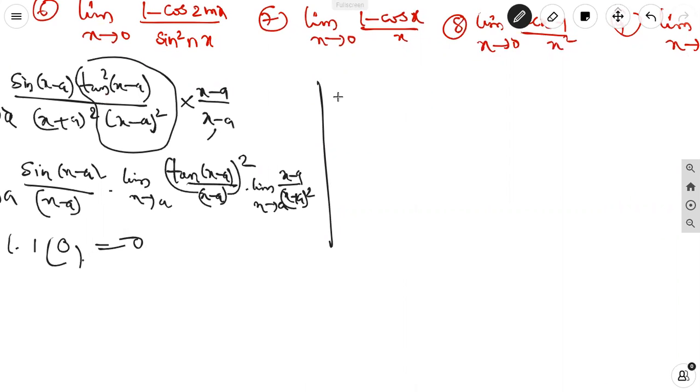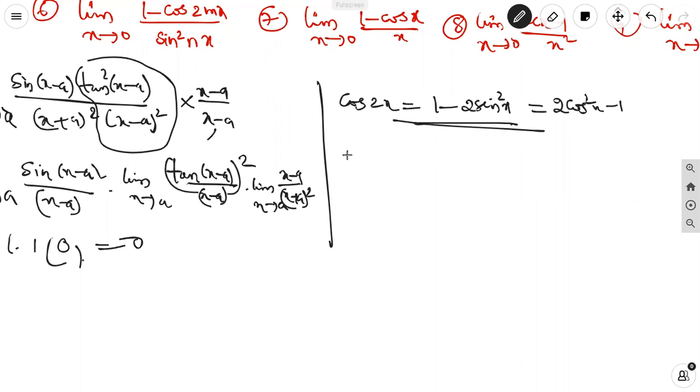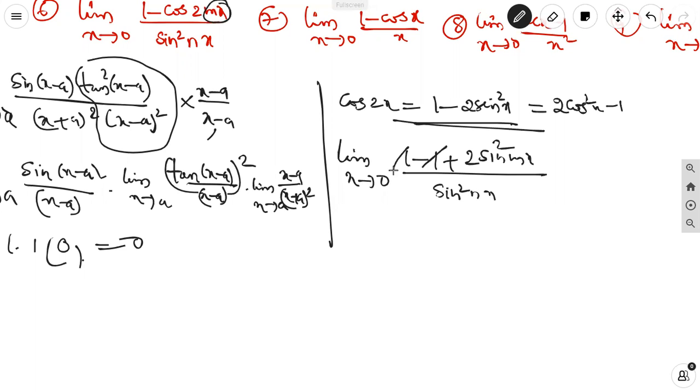For the sixth problem, you know that the cos 2x formula is 1 minus 2 sine square x or 2 cos square x minus 1. Here cos has a negative. For that we want a negative, so you choose 1 minus 2 sine square x. So for limit x tends to 0, 1 minus 1 minus into minus plus 2 sine square mx by sine square nx. Here plus 1 minus 1 get cancelled. 2 is a constant, right, outside. Limit x tends to 0, sine square mx by sine square nx.